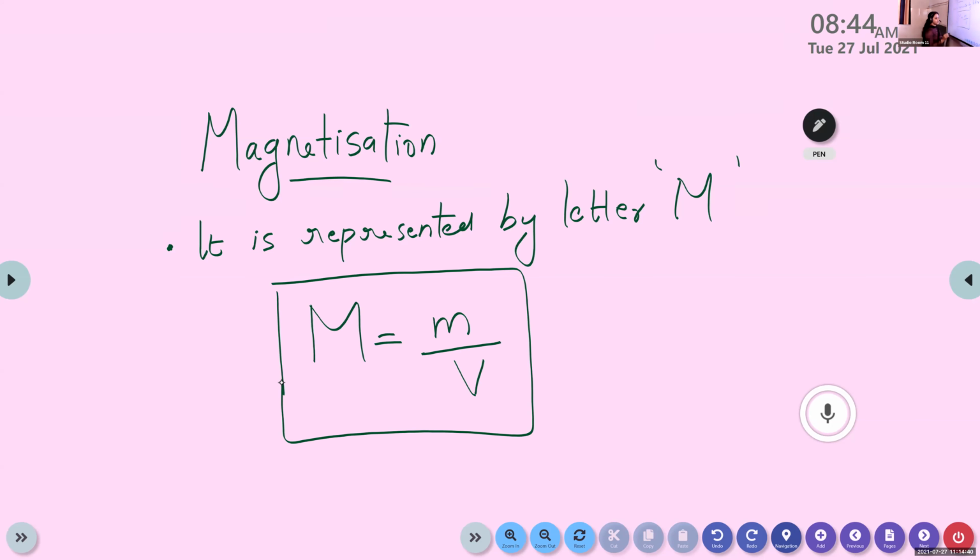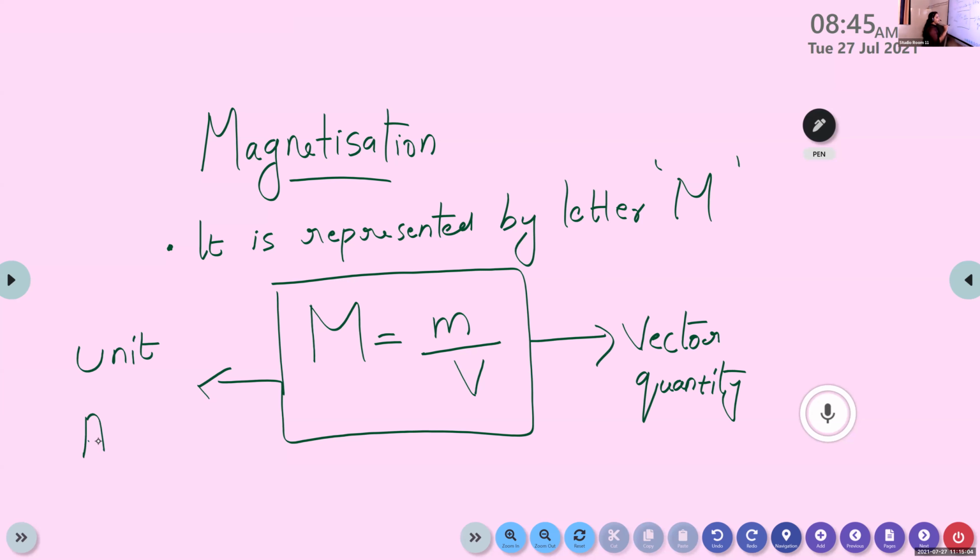It is a vector quantity. Another characteristic of magnetization: it is a vector quantity. And its unit is A m raised to -1, ampere per meter. A m raised to -1.